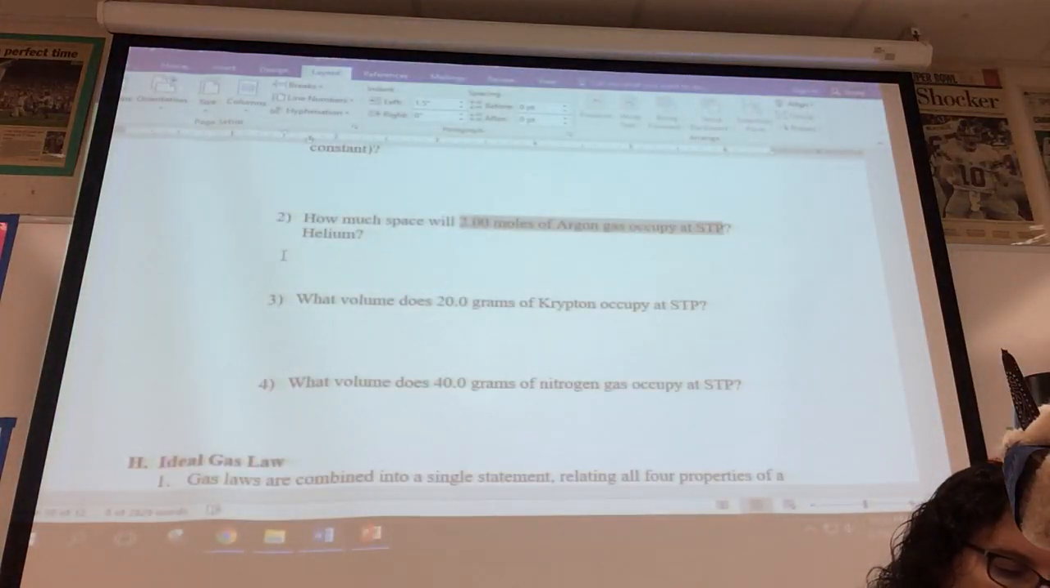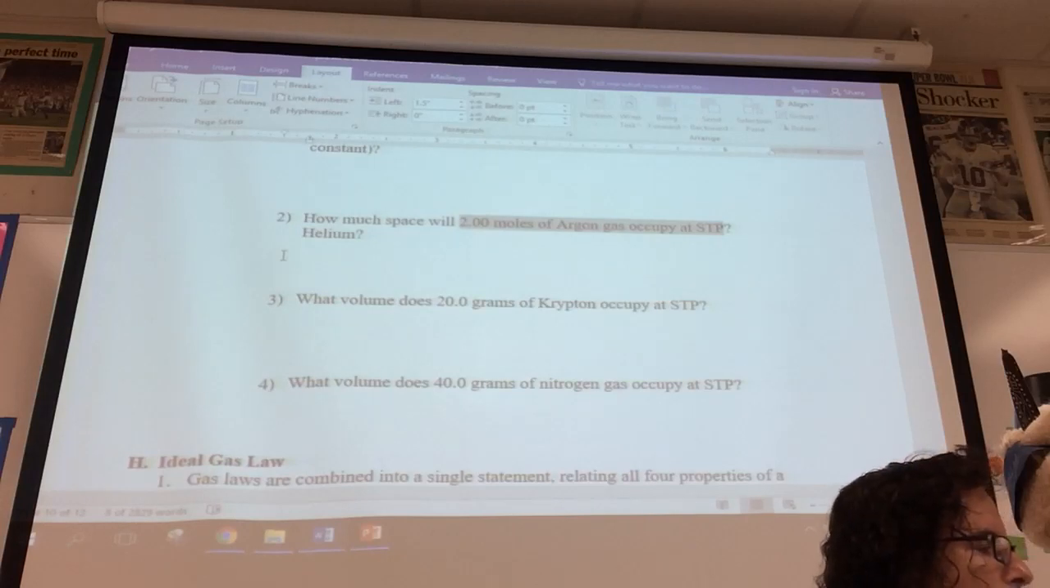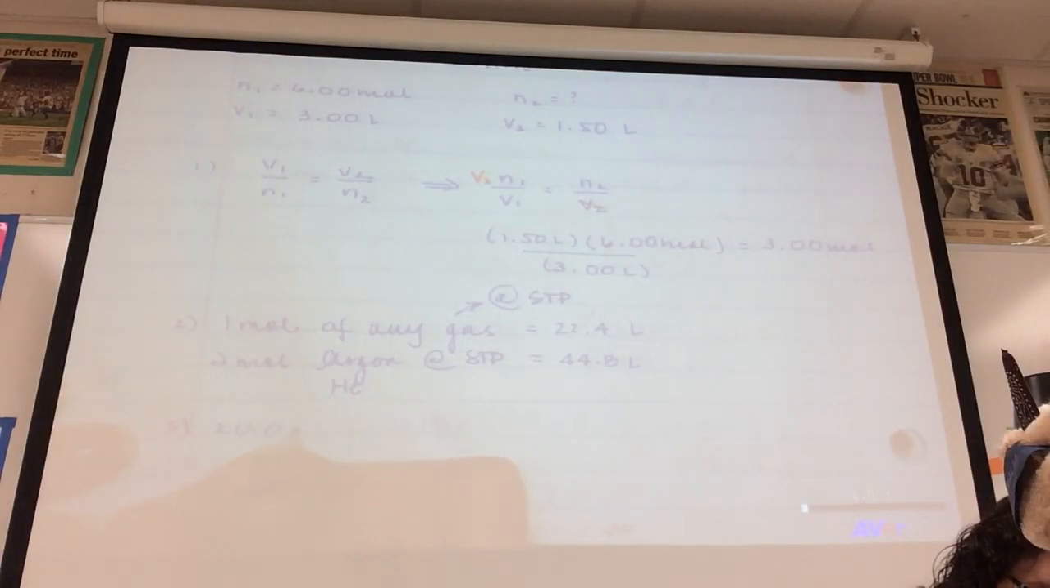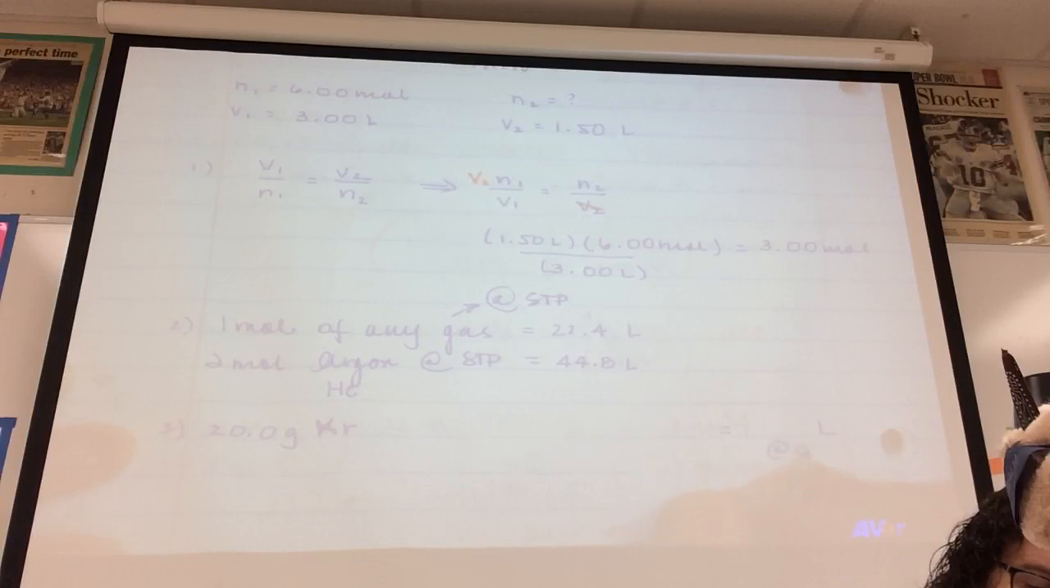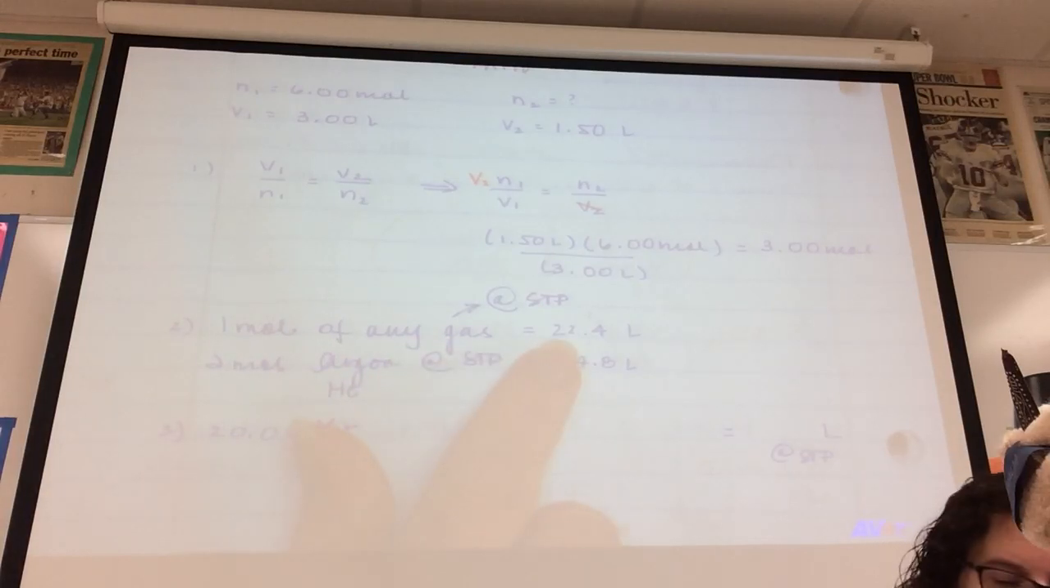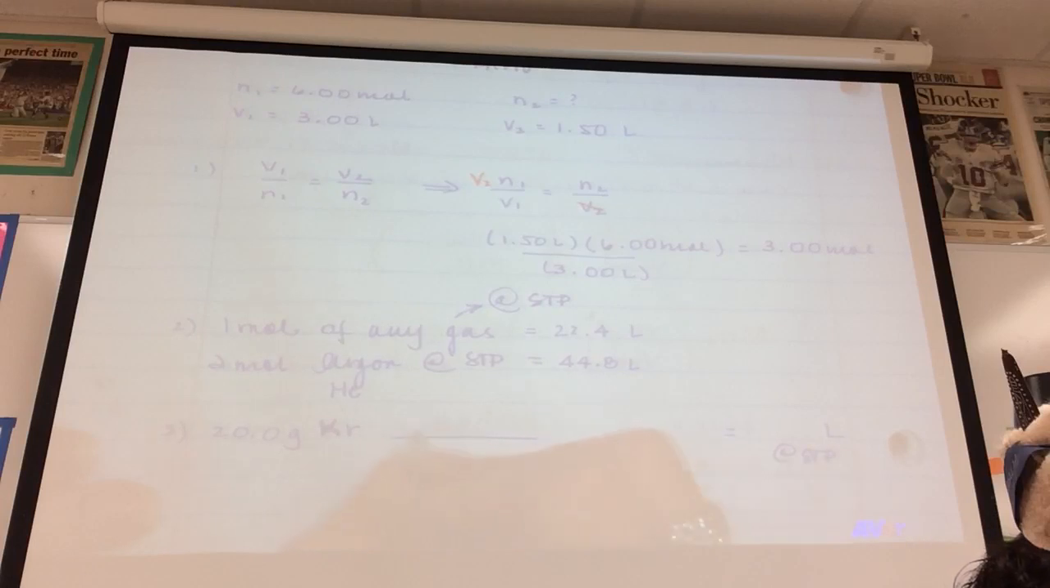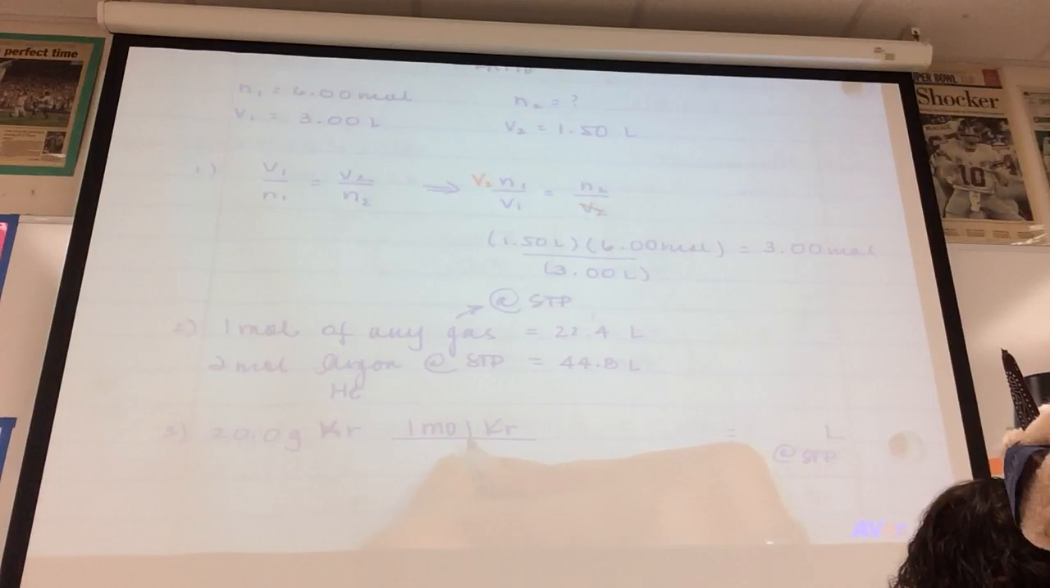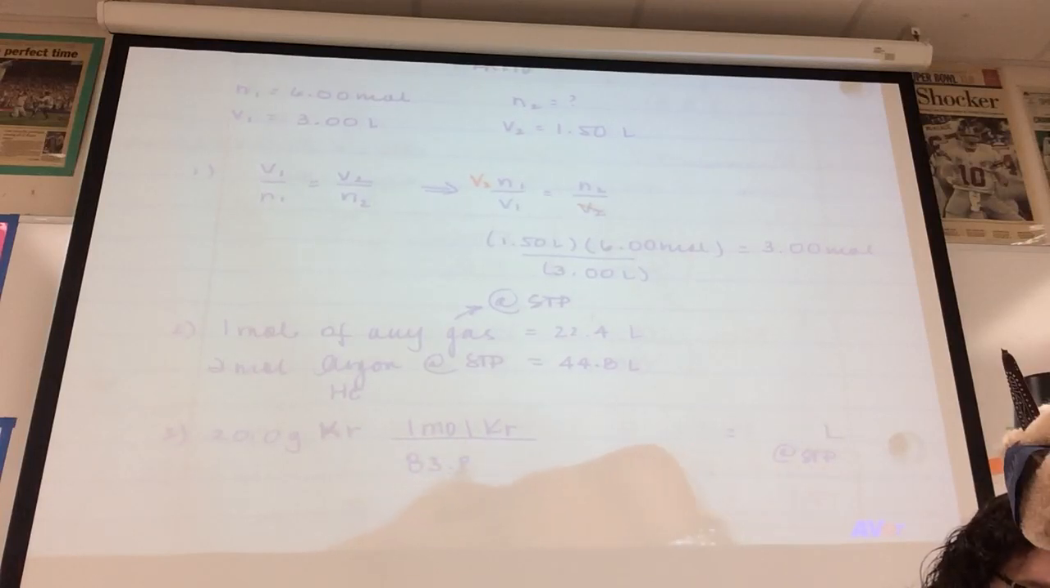Let's link back to some simple stoichiometry that we talked about previously. In number 3, it says, what volume does 20 grams of krypton occupy at STP? So we have 20 grams of krypton, and we want to know the volume at STP. Well, we know 1 mole of any gas at STP occupies 22.4 liters. So the first thing I need to do is convert this to moles using the periodic table. This is something you learned back in chapter 7 from the periodic table.